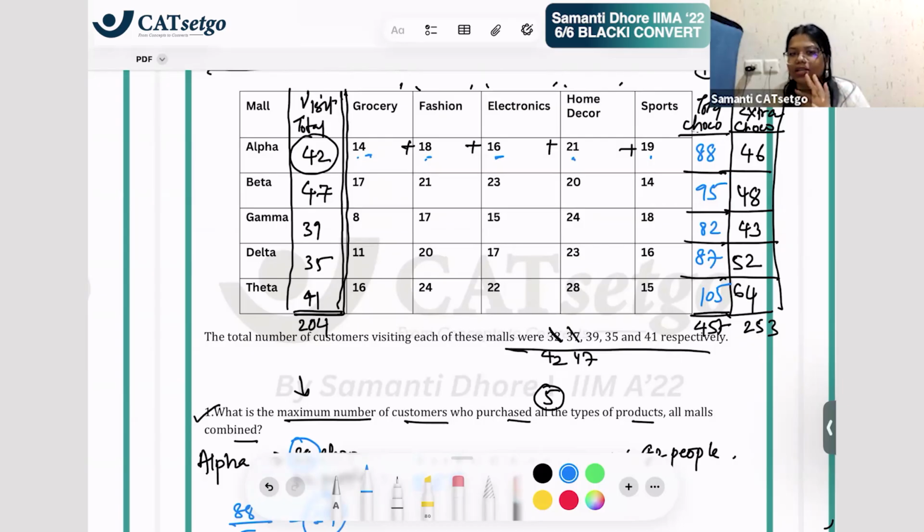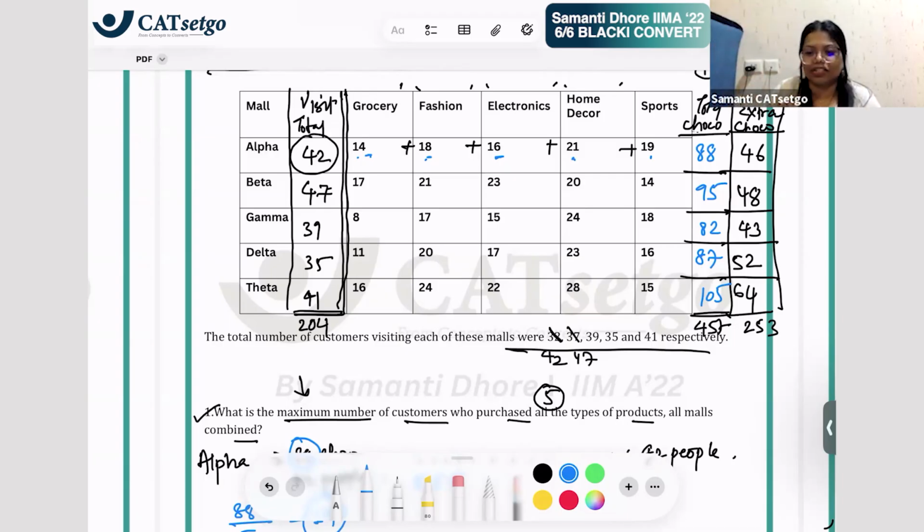There are a total of 88 chocolates, out of which 14 chocolates are grocery and 18 chocolates are fashion. Imagine one is green in color, one is blue, one is red, one is pink, one is yellow, right? And you're giving each person 5 chocolates, and you can't give the same color to one person, right? Because if fashion has 18 chocolates, they are different.